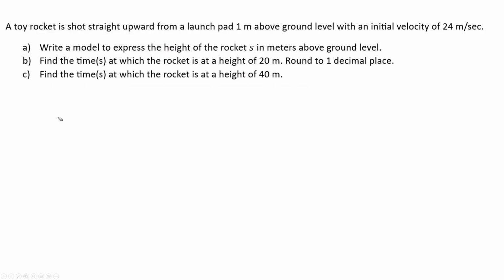Okay, so this time we have a toy rocket that shot straight upward from a launch pad 1 meter above ground level with an initial velocity of 24 meters per second. Part A, write a model to express the height of the rocket s in meters above ground level.